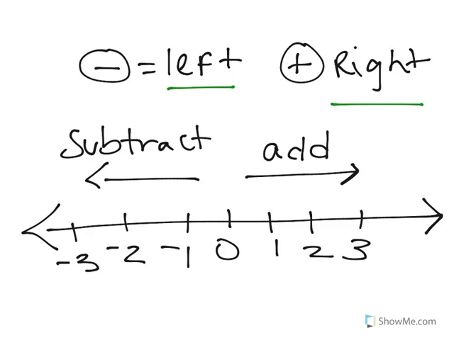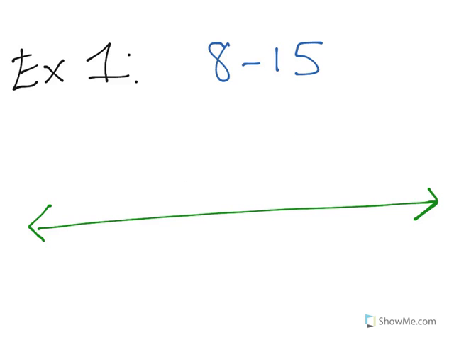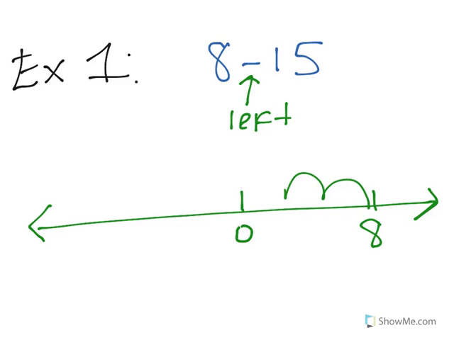When you subtract, or when you see a negative, you go to the left. When you add or you see a positive, you're going to go to the right. Let's go to an example here. 8 minus 15. If I put 8 here, we know 0 is going to be about here. 8 minus, that minus says I go to the left. So 8 minus 15, well, I know I have to go 8 this way. That's going to get us to 0.